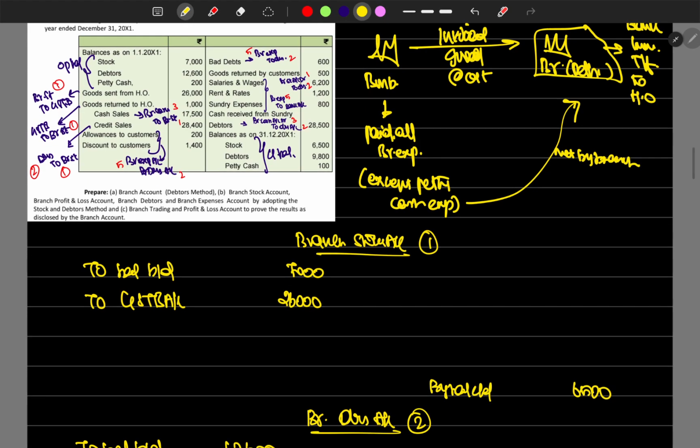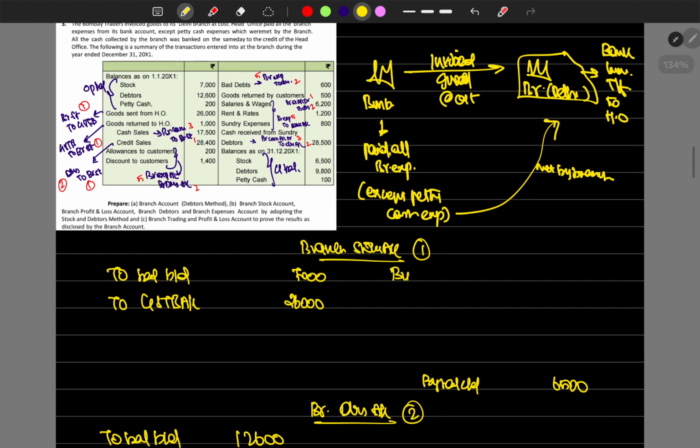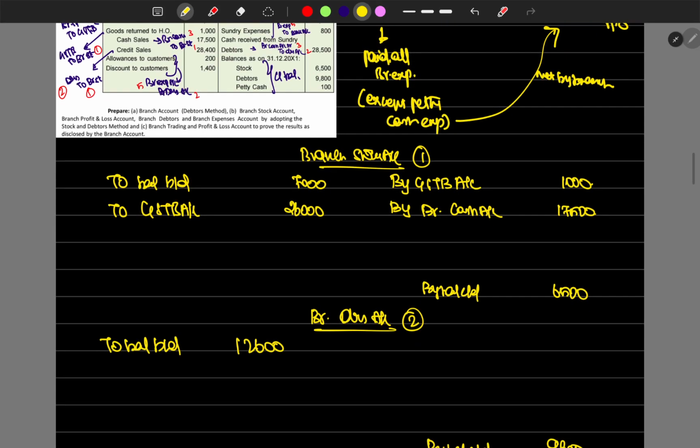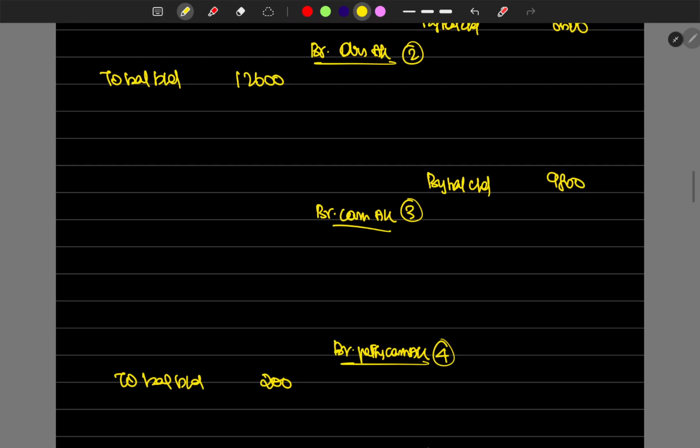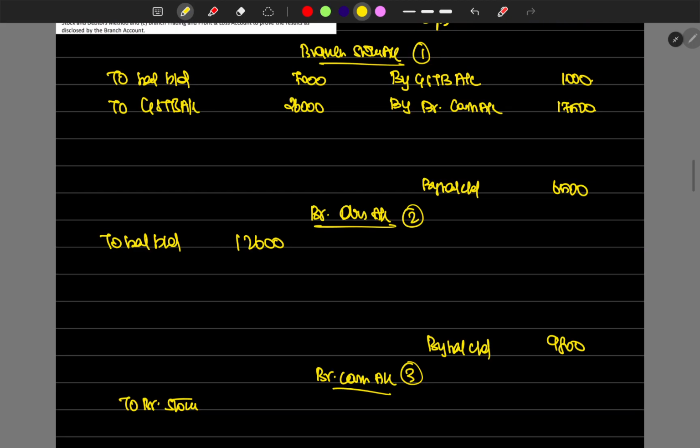Then goods returned to head office, which is by GSTB, 1,000. Cash sales will reduce the stock and we receive the branch cash, which is 17,500 to branch stock, which goes to the third ledger, which is how much? 17,500, right?